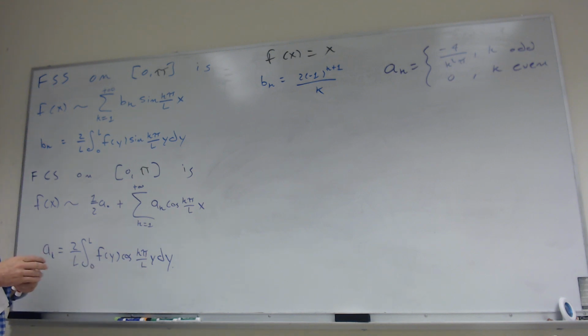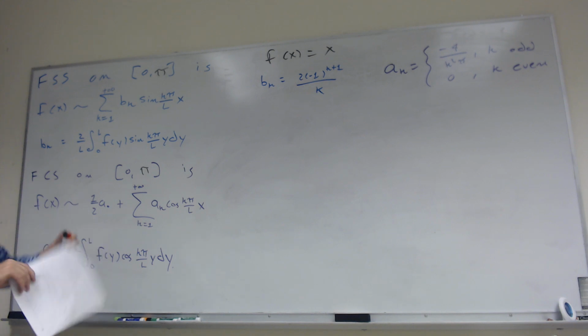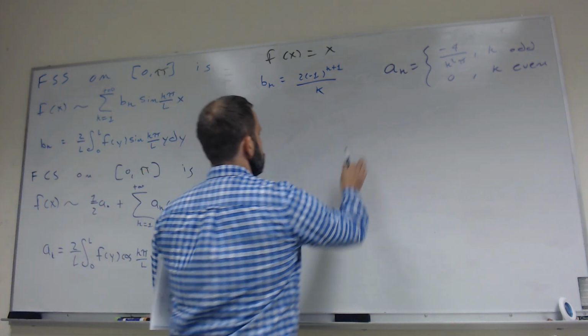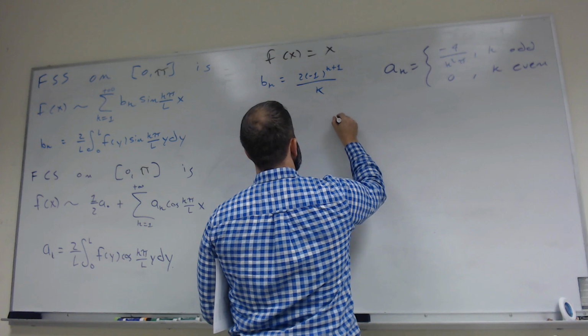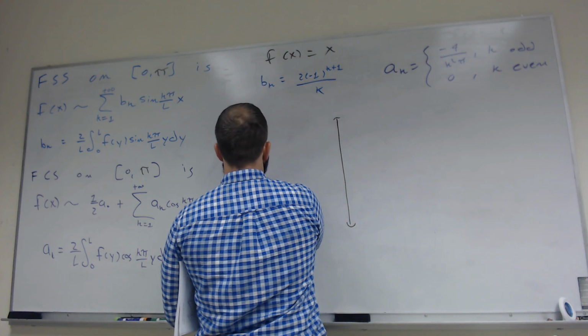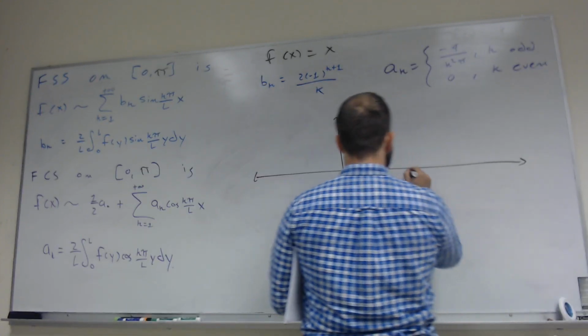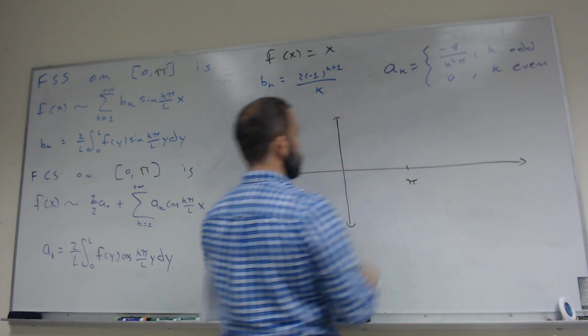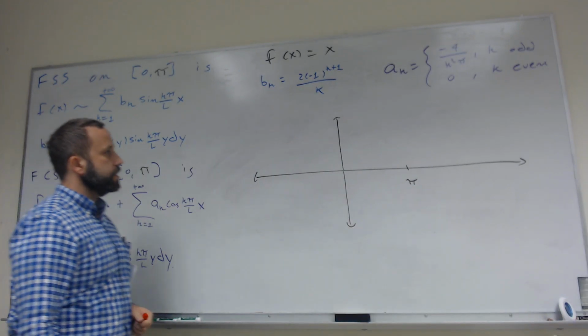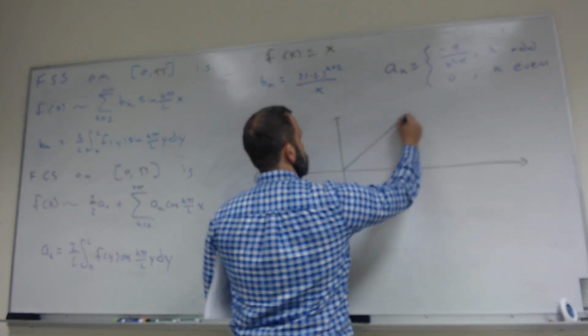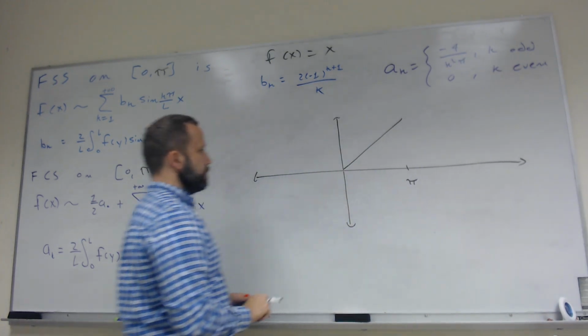All right, so let's look at doing something like we did before, where we're going to sketch the graph. And we're going to start just from looking 0 to pi. Now my function is f of x is equal to x, so it's going to be something like this.